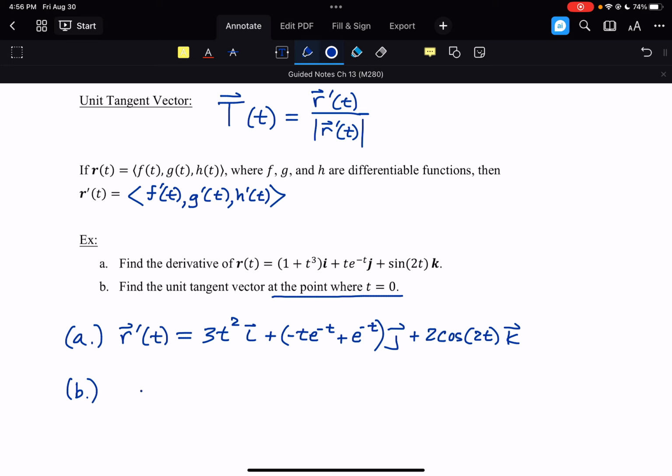So we're going to take r prime of 0. That's going to be 0i, that's 0 and 1, so just 1j. And then plus cosine of 0 is 1, times 2, so that's plus 2k.